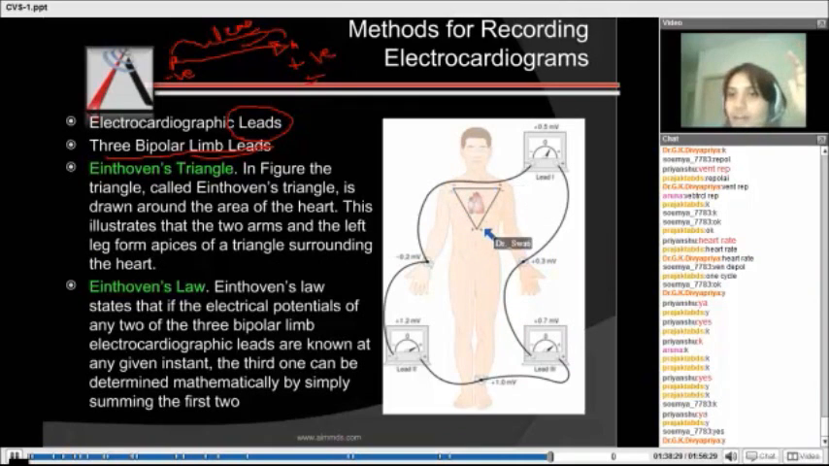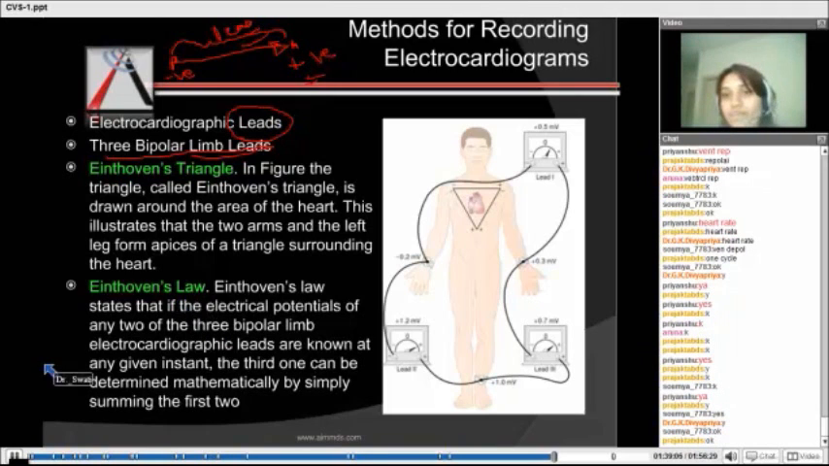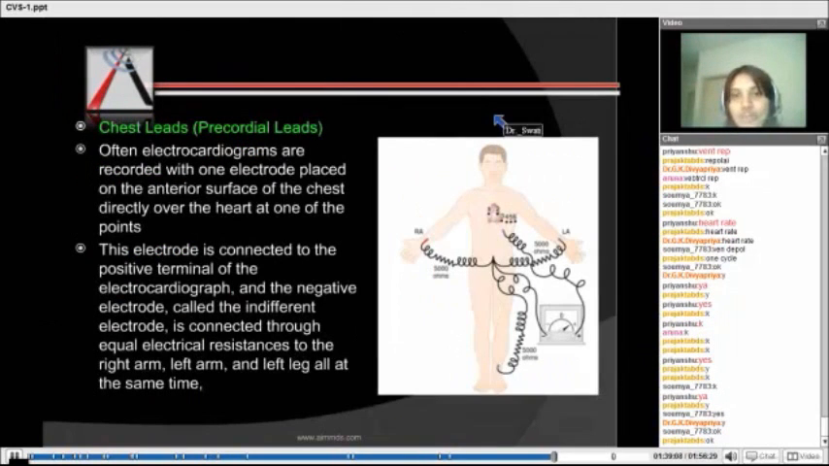Now, what Einthoven's law says is that this flow of current represents a triangle that is drawn across the heart. That triangle is called Einthoven's triangle. What Einthoven's law says is that if the electrode potential of any of the 3 bipolar limb leads is known, if you know lead 1 and 2, you can calculate lead 3. If you know lead 3 and 1, you can calculate lead 2. So if you know any two, the third can be determined by simply adding the first 2. Simple addition will give you the third one. And you have to consider the negative and the positive signs as well. That is your Einthoven's law.